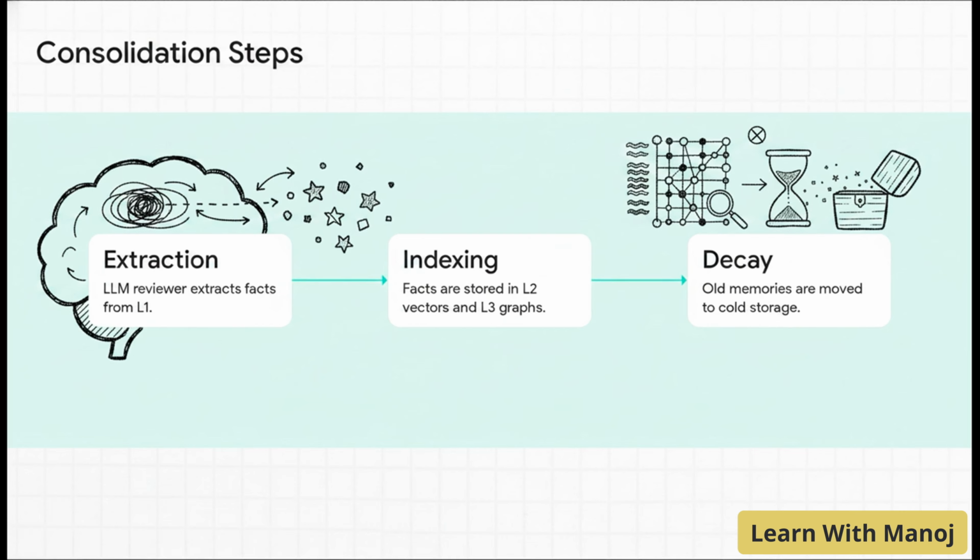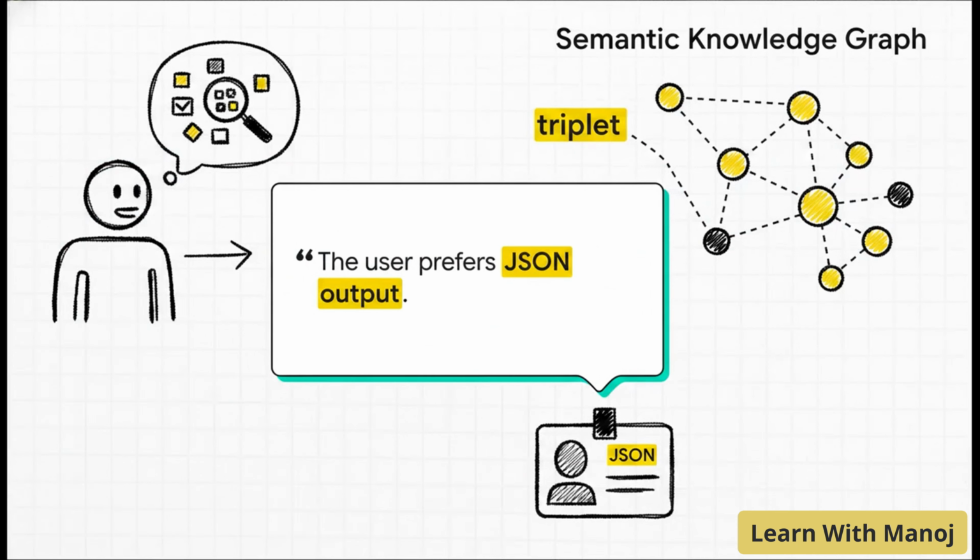And finally, Step 3 is decay. Just like a real human brain, older, non-reinforced memories are eventually pruned from active storage and moved to cold storage. And this brilliantly illustrates the end result of that consolidation process.